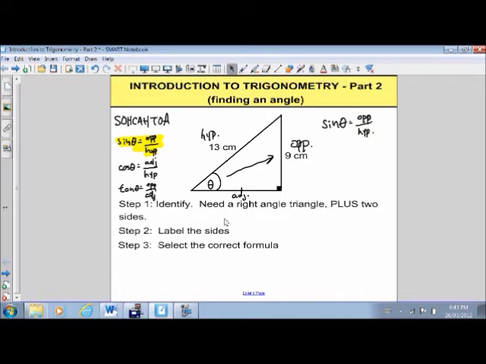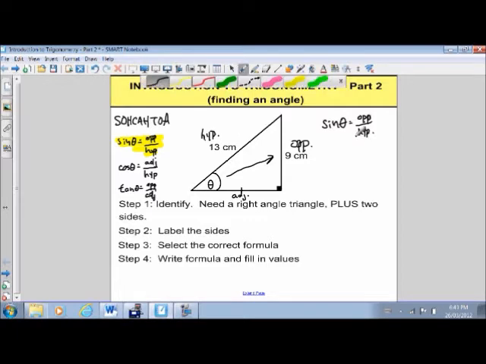And then our next step, we're going to write the formula as I just did, and we'll fill in the values. So in this case I'm just going to fill in my side lengths. My opposite side is 9, and then my hypotenuse is 13. When we did trigonometry to find the side, you had to put in your angle, and then you go to your calculator, and it would tell you the sine, that particular ratio of a triangle that had that particular angle. Now we're going to do the opposite.